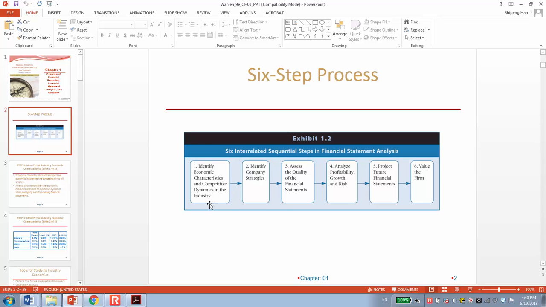So right now you know the logic of these 6 steps, and through this textbook and this class we actually cover all these 6 steps.